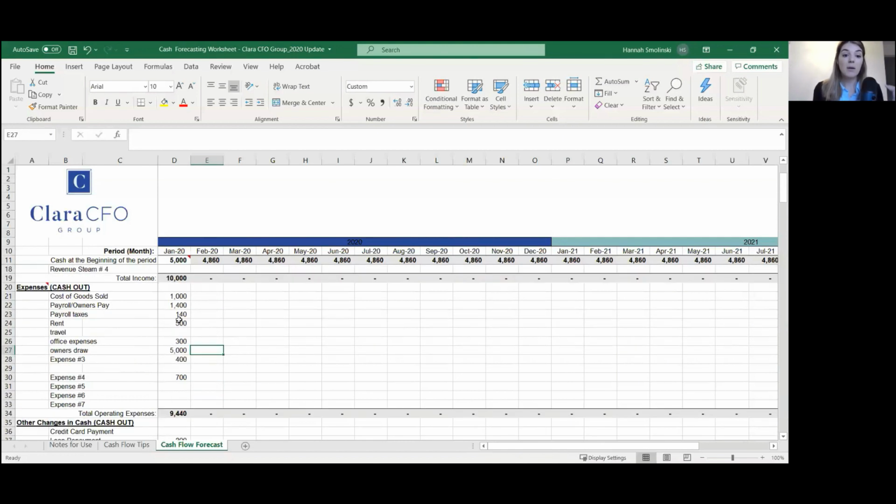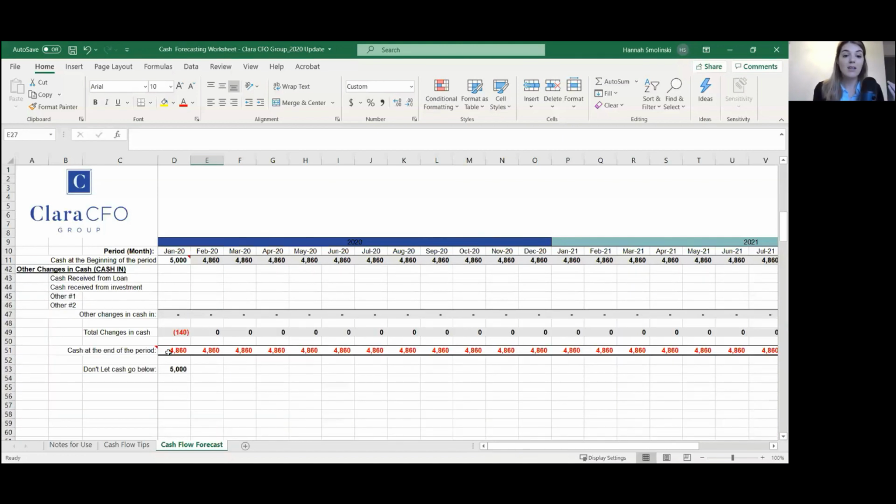So now if I'm looking at my P&L and all these numbers are looking right, then I can look down here and go, is this actually my cash at the end of January?